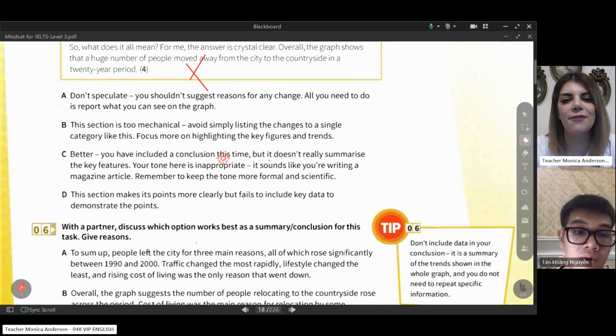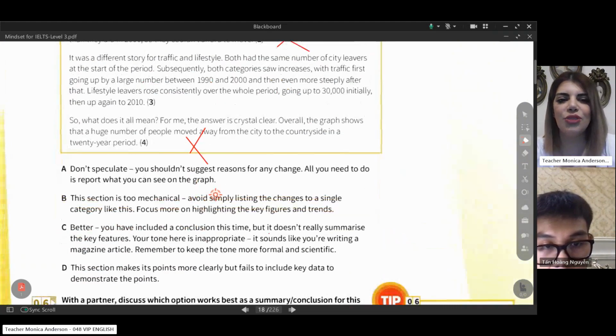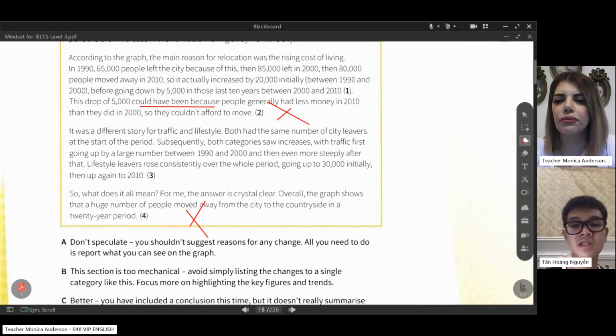So, yes. Okay. Any issues related to this part? I, what is initially, teacher?